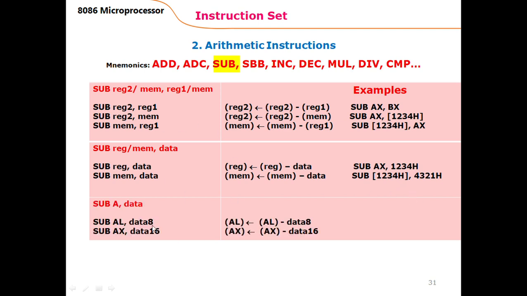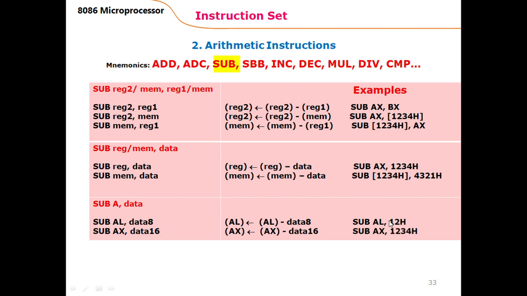And subtraction is available, just like addition, with immediate data and the accumulator. These addressing modes are not very different from the addressing modes for addition. In this form, the 8-bit data is subtracted from the content of the accumulator, and the result is stored back into the accumulator. This is an example where 12H is 8-bit content, and this 8-bit content is subtracted from the 8-bit content of the accumulator, and the result is stored back into the accumulator.